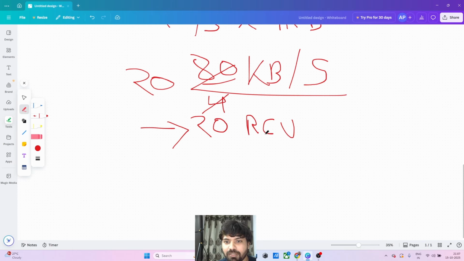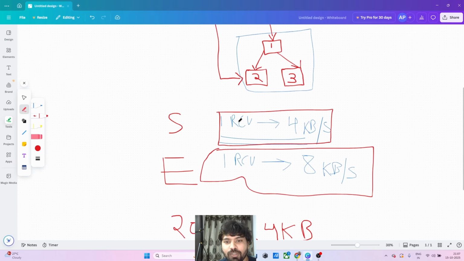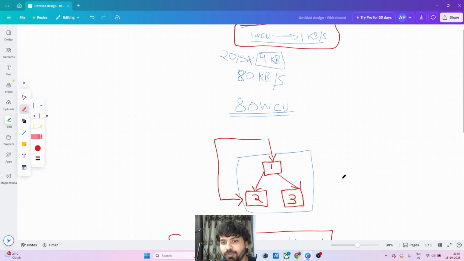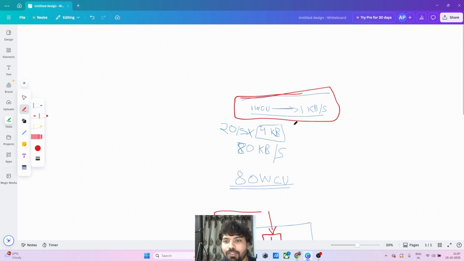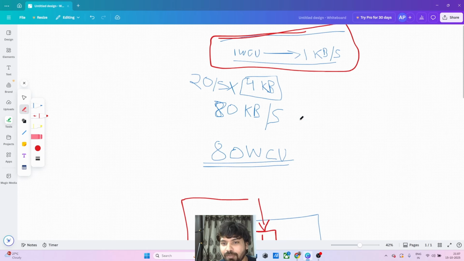You just have to remember these three formulas. One RCU is 4 KB per second for a strongly consistent read. For an eventually consistent read, one RCU is 8 KB per second. And for WCU, it's 1 WCU for 1 KB. Pretty simple.